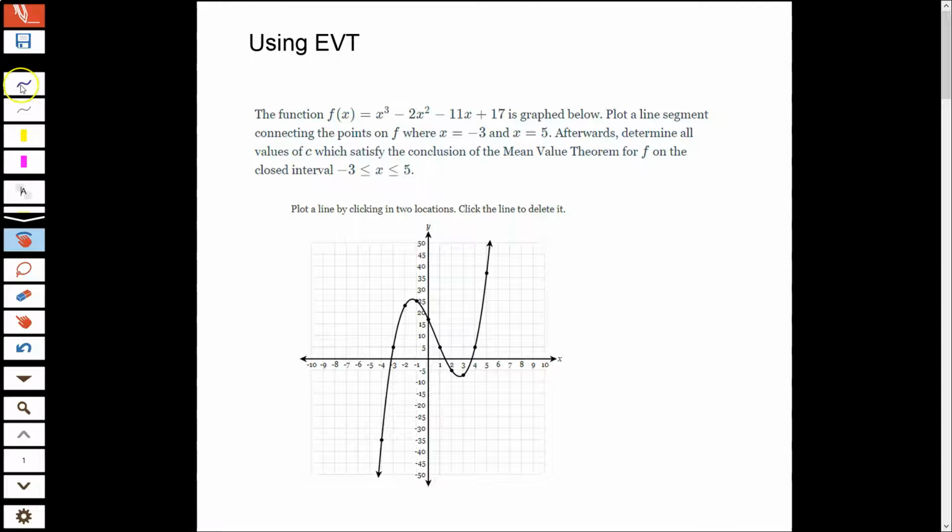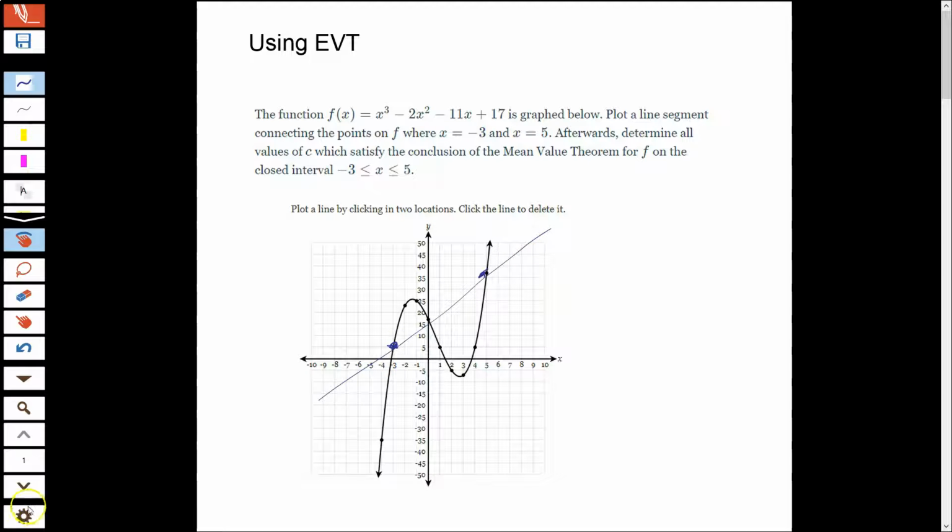So here's an example of a problem. It's going to give you a certain interval, so x equals -3 would be at this point here, and x equals 5 would be up here. And you're going to draw the secant line through those 2 points. And then we want to find the values of c, which satisfy the conclusion of the mean value theorem. So these are all differentiable and continuous. We don't have to worry about the hypothesis. We just have to figure out where the derivative is equal to the slope of the secant line.